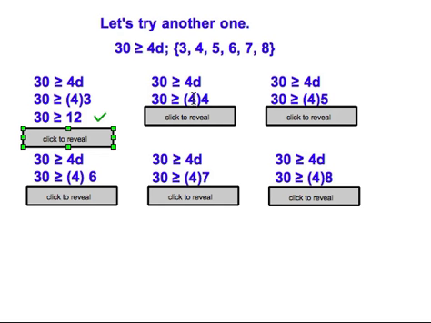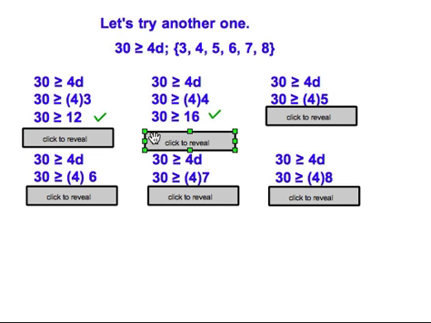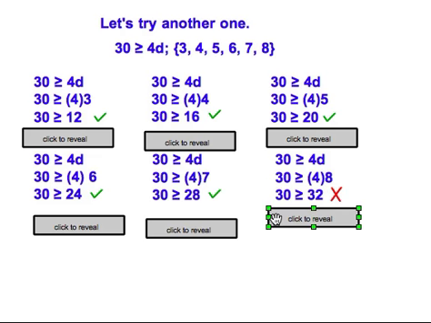The next one tests out 4. Well, 30 is greater than 16, so it's a solution. The next one tests out 5. 30 is greater than or equal to 20. That works. The fourth one tests out 6, which 30 is greater than or equal to 24. Then we test 7, which works. And 8 does not work because 30 is no longer greater than or equal to the second number, 32.